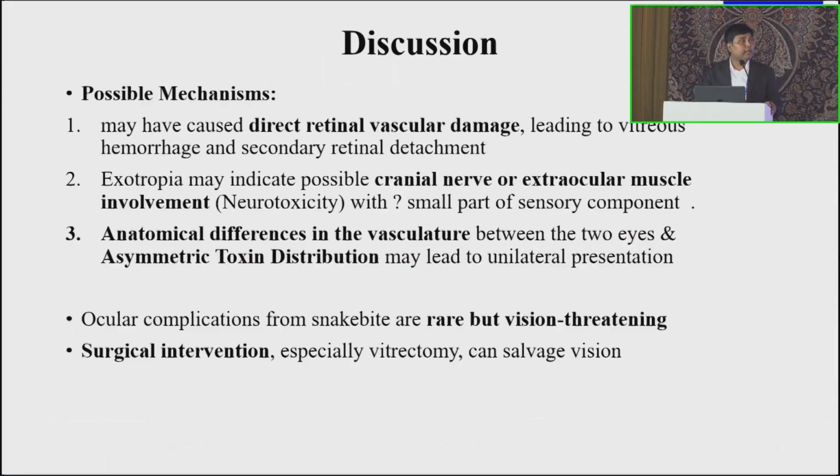So, the possible mechanism in this case: the snake bite causes bilateral involvement, but due to the anatomical difference in the vasculature between the two eyes and asymmetrical toxin distribution before reaching the systemic circulation, it leads to the unilateral presentation. It directly causes retinal vascular damage, leading to vitreous hemorrhage and secondary retinal detachment. Exotropia may be due to extraocular muscle involvement or cranial nerve involvement, or a very small part of sensory component involvement. Ocular complications from snake bites are rare but vision threatening, and surgical intervention like vitrectomy is helpful for this.